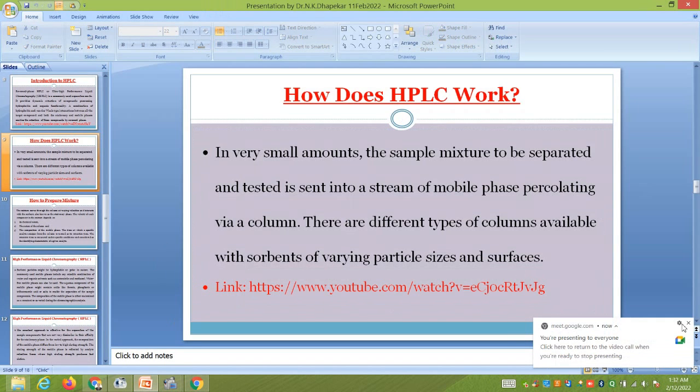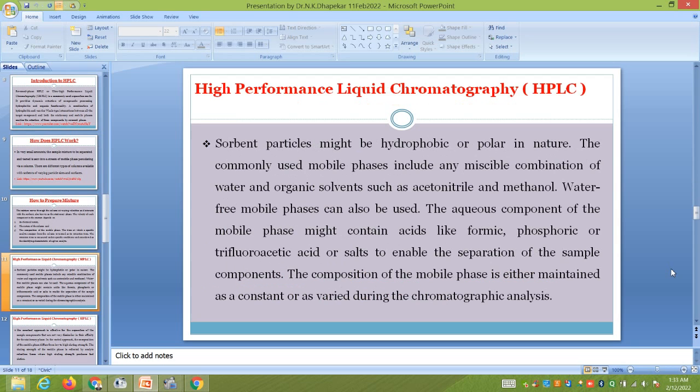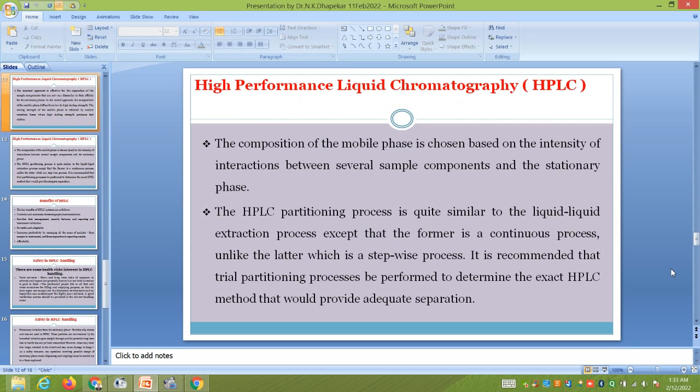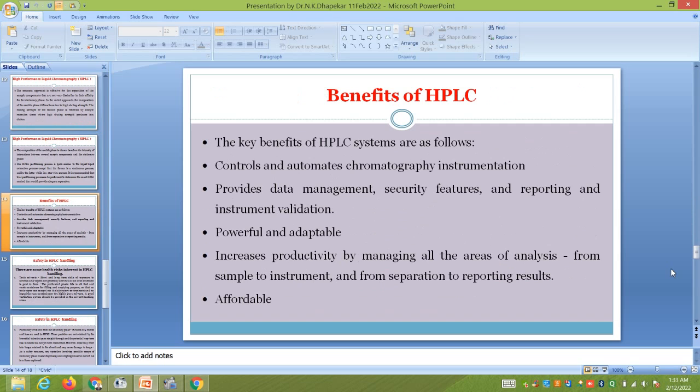So with the help of this video, the flow chart of how HPLC works, at least you would have come to know. Now, benefits of HPLC. The benefit of HPLC is it provides data in a very nice manner, reporting is very nice, and it is a very powerful instrument, adaptable and affordable.